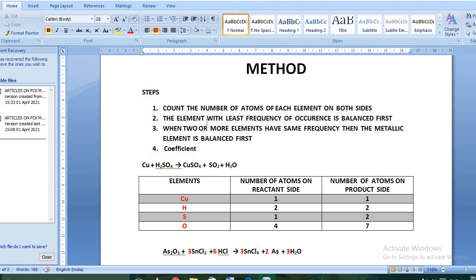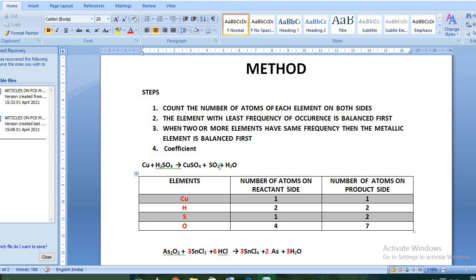The next step is that the element with the least frequency of occurrence is balanced first. We don't have to think right now about copper and hydrogen because they are already equal, but we have to look at sulfur and oxygen. The frequency of sulfur is 3, but the frequency of oxygen is 11. So the least frequency is sulfur, and that is why first of all we will equalize sulfur.